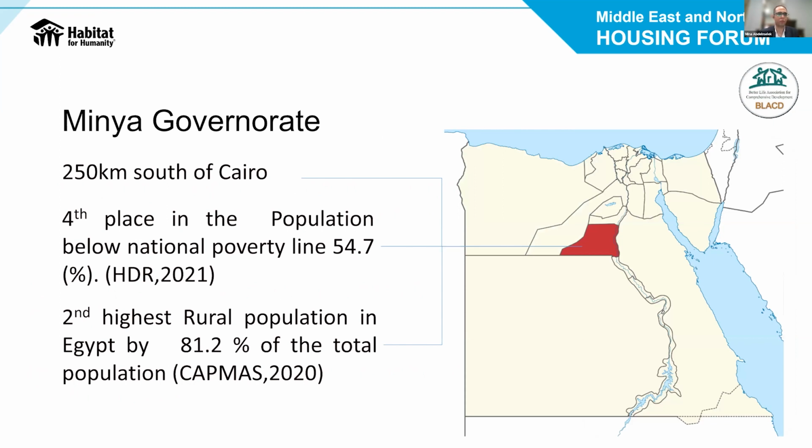Mina is 250 kilometers south of Cairo. We are in the 4th place in the population below the national poverty line with 54.7% according to the Human Development Report 2021, and the second highest rural population in Egypt, with more than 80% of the total population of Mina, according to CAPMAS 2020.